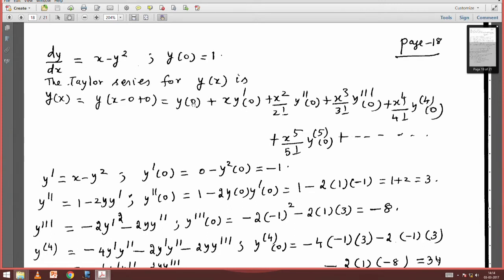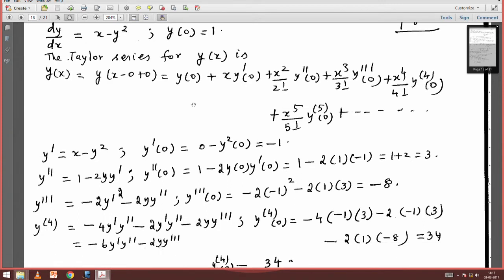So, let us consider another example. I want to solve this time the differential equation dy by dx is equal to x minus y square, initial condition y of 0 equal to 1. So, Taylor series for y of x, because the initial point is 0, will be y of 0 plus x y prime 0 plus x square by 2 y double prime 0, plus x cube by 3 factorial y triple prime 0, and so on.